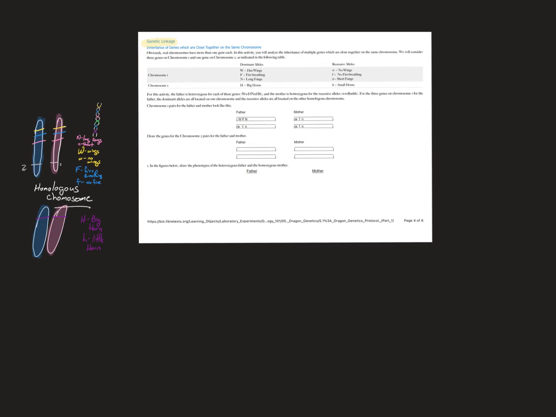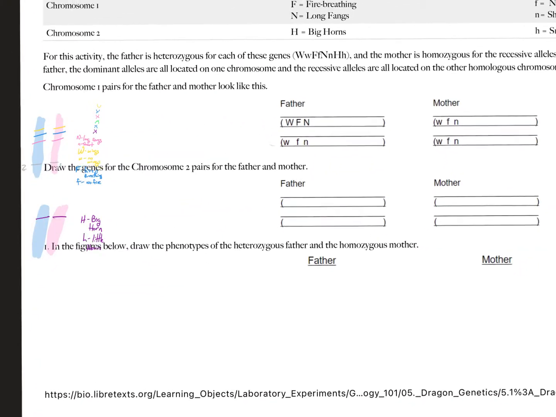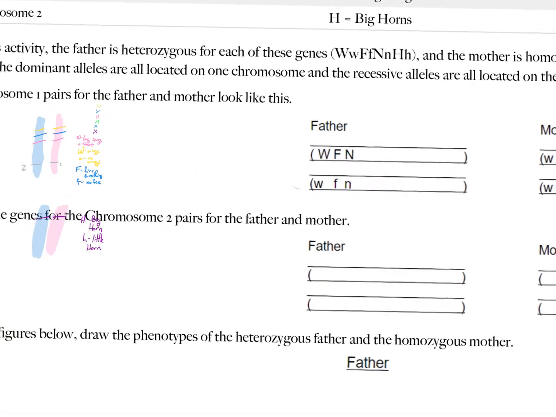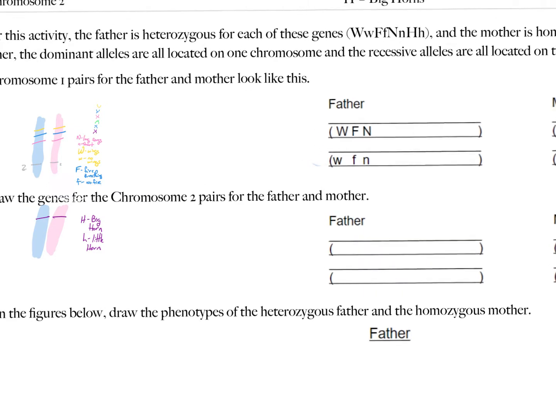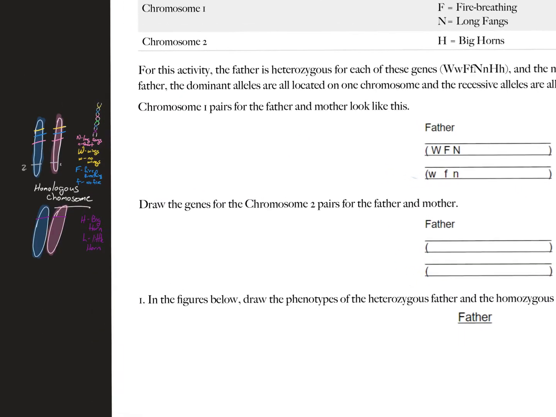All right, there you go. So yellow is the W, so you have big W, you have little w. The F is blue, so you have big F, and you have little f. And then N is the pink, so big N and little n.